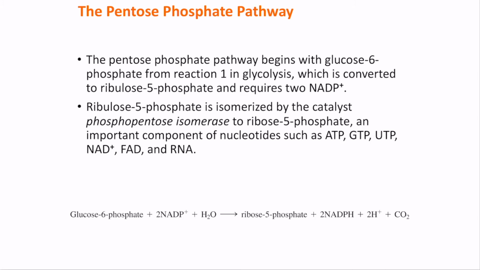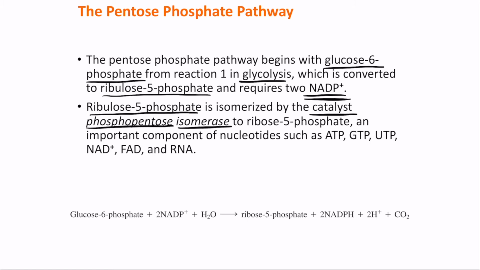So the pentose pathway begins with glucose 6-phosphate, the same molecule that you start with from reaction 1 of glycolysis. This is then converted into ribulose 5-phosphate and requires 2 NADP plus molecules. And this ribulose 5-phosphate is then isomerized by the catalyst phosphopentose isomerase to become ribose 5-phosphate.